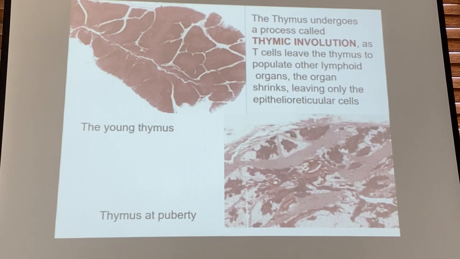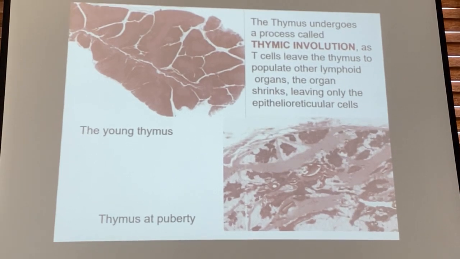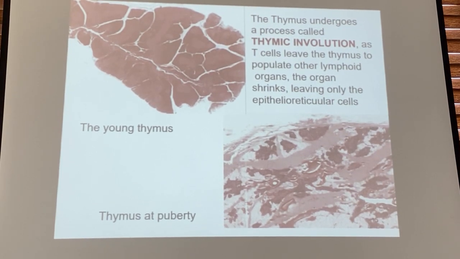This image shows two images, one of the young thymus, for example in childhood, and the other after puberty. The theory behind why the thymus degenerates or becomes atrophied at puberty is supported by the idea that the sex hormones in males and females have an influence on the thymus.